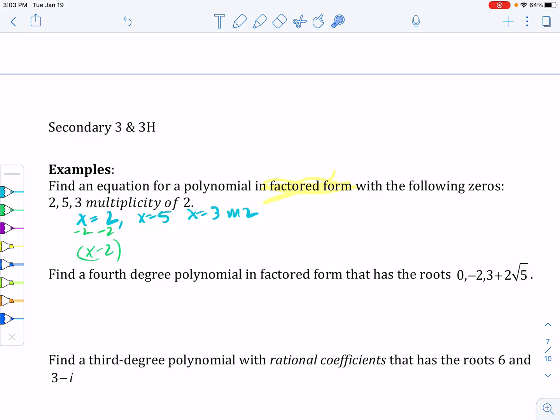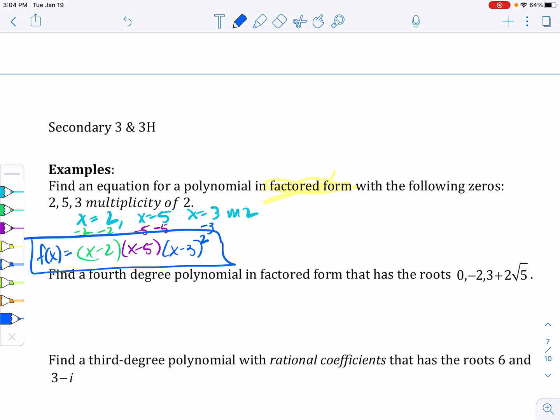I need to move this one back over to the left, so I'm going to undo adding 5, so I'm going to subtract 5, or remember, you change the sign. Here, I'm going to move this one to the other side, so we're going to subtract 3. But the multiplicity 2, remember the multiplicity is the power that it comes from, so this has a power of 2. Right? So then this would be my equation in factored form.